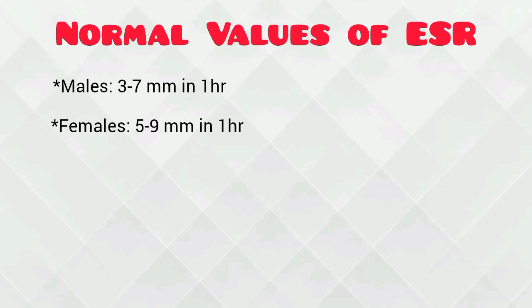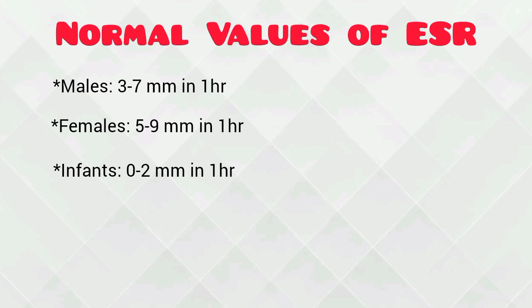Now let's talk about the normal values of ESR. By Westergren's method, in males, it is 3 to 7 mm in 1 hour. In females, it is 5 to 9 mm in 1 hour. In infants, it is 0 to 2 mm in 1 hour.